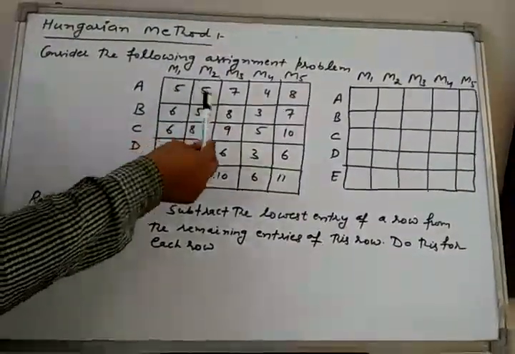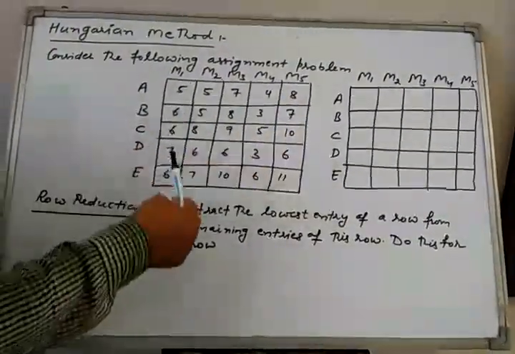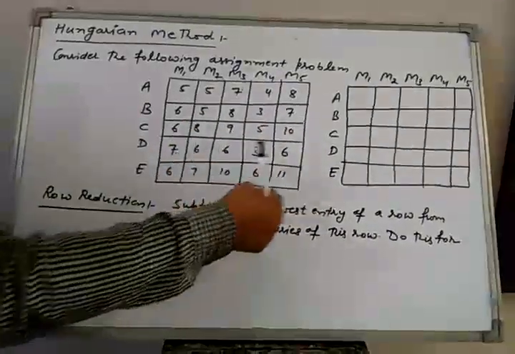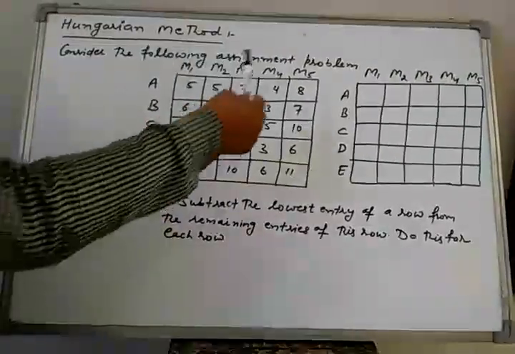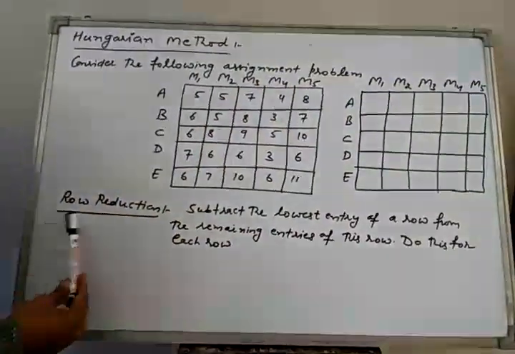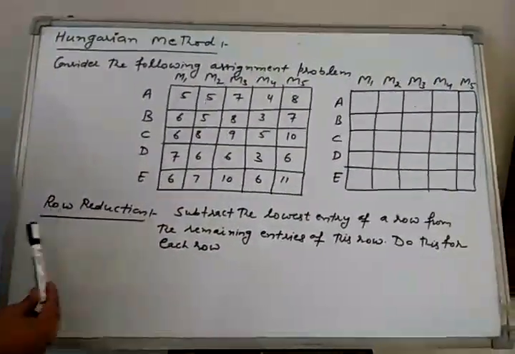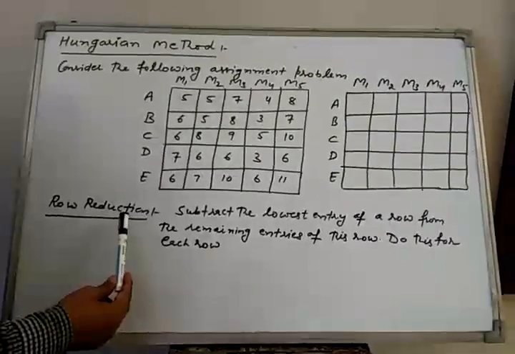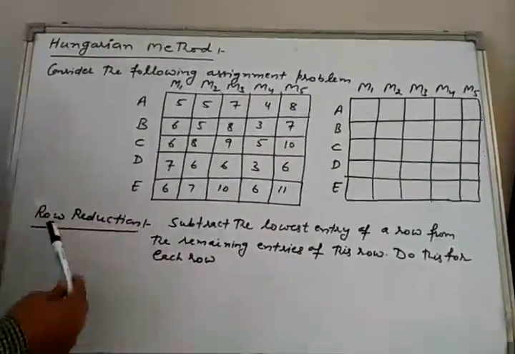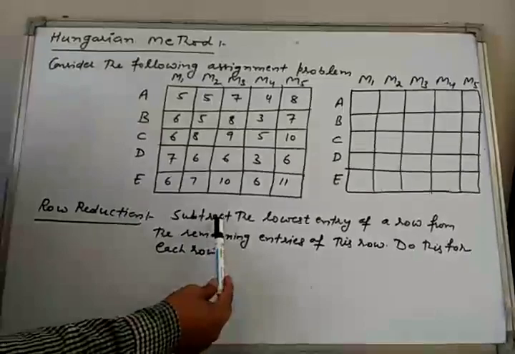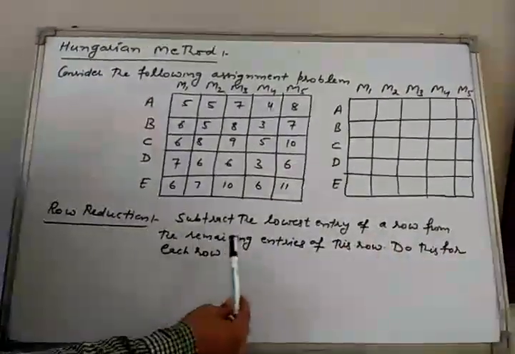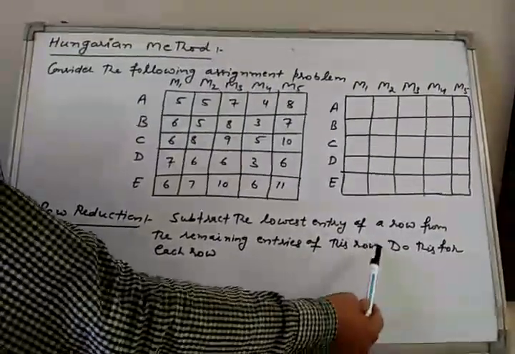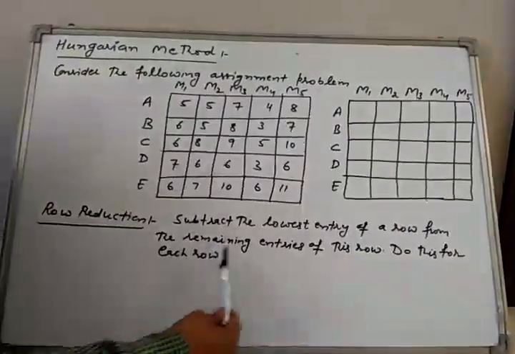The numbers 5, 5, 7, 4, 8 and so on represent the cost of assignment. Now, to solve the assignment problem, our first step is to do row reduction. How do we do row reduction? For this, subtract the lowest entry of a row from the remaining entries of this row. Do this for each row.